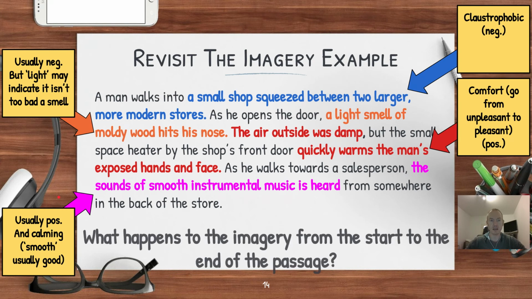So what happens, interestingly, to the imagery from the start of the passage to the end of the passage? I've got negative, slightly negative, positive, and then positive. So as you read further, the imagery changes from all negative to getting better, and then everything is positive. Okay.